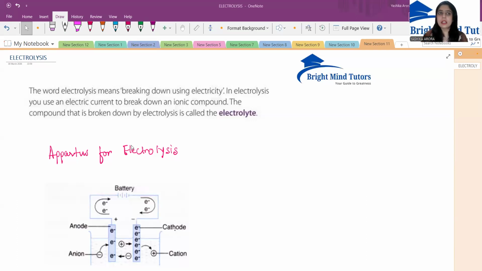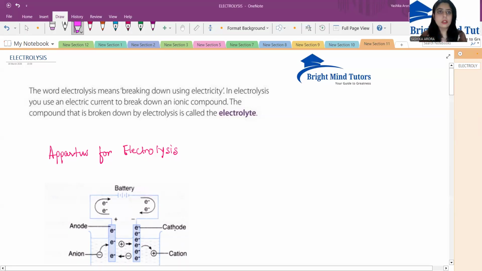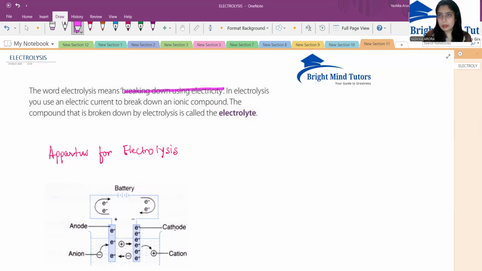Okay, so let's start. Let's discuss the basic definition of electrolysis first. What is it? Electrolysis means breaking down using electricity. So we will be doing a chemical reaction but using electricity. Electricity is going to be the driving force in the chemical reaction. The compound that is broken down by electrolysis is known as the electrolyte.